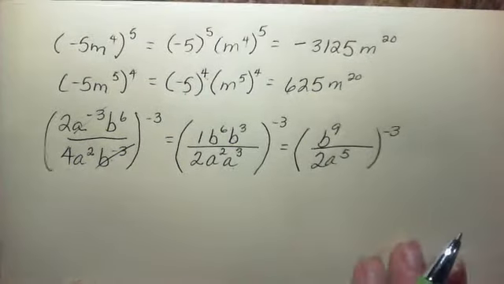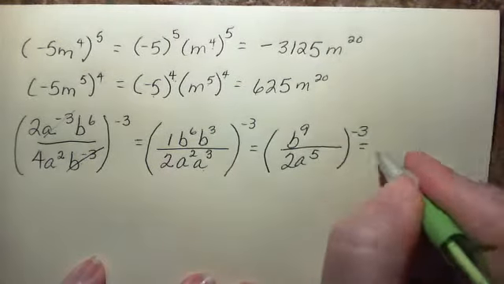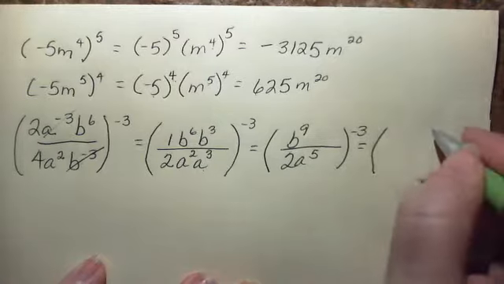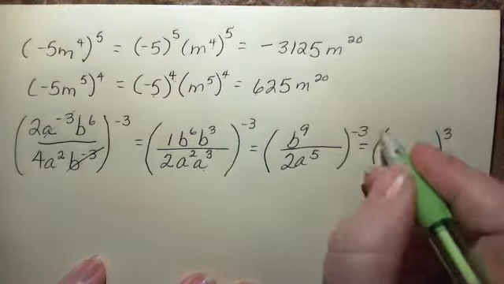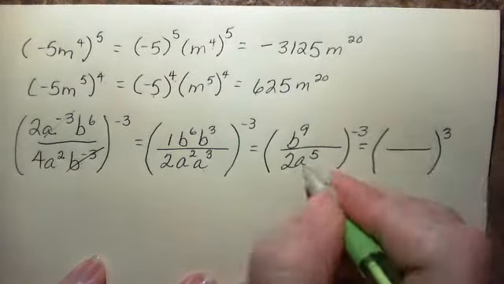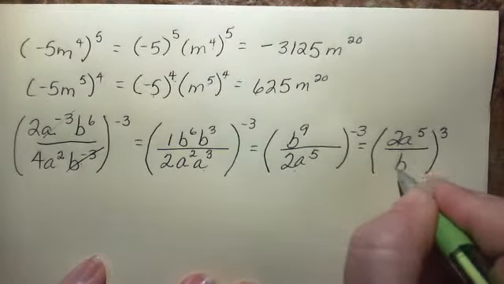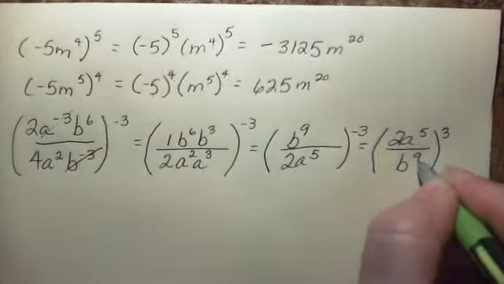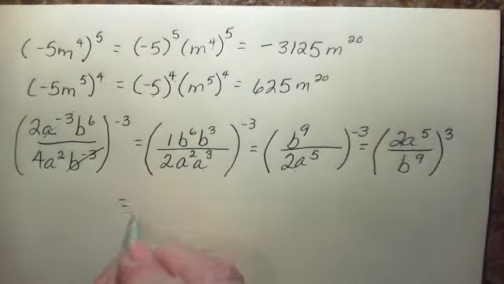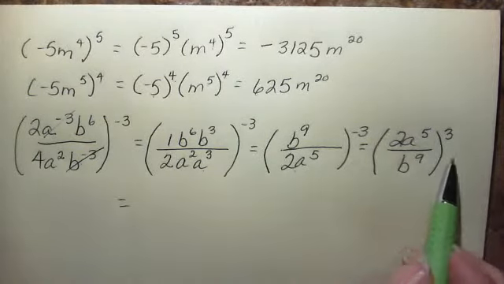Alright, at this point it might be worth trading floors. So we can make this a positive 3 power now if we trade floors inside: 2a to the 5th, b to the 9th. Alright, what remains to be done?